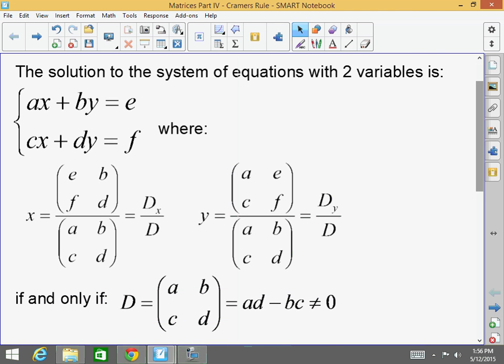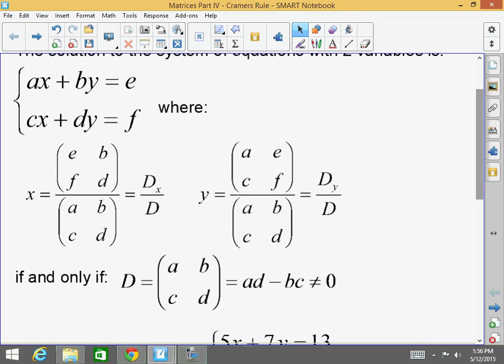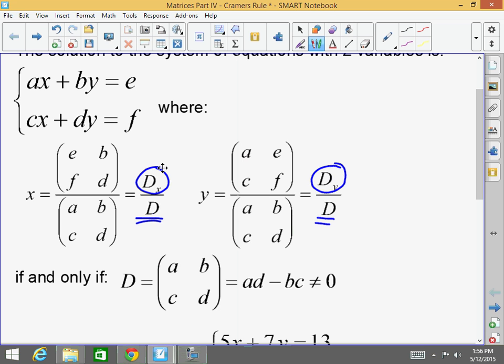Remember that for the solution of a system of equations with two variables, we're looking for a point where both lines intersect, okay? And that solution has to work for both equations. So what's going on here? When I have this system, my x value will equal the determinant of x over the main determinant of the original system. My y value will equal the determinant of y over the main determinant of the main system.